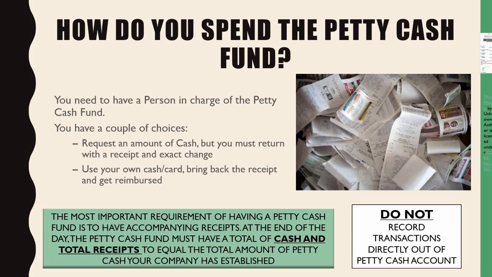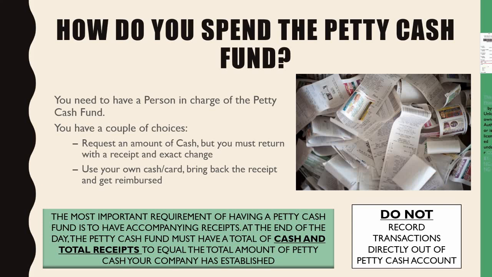So that means the total amount of receipts that you calculate, all the totals, should match the total amount that you originally established the petty cash fund for. If you have a combination of both receipts and cash, you're going to count the cash and count the receipts and add those two together to get a total amount of what you established the petty cash fund for.